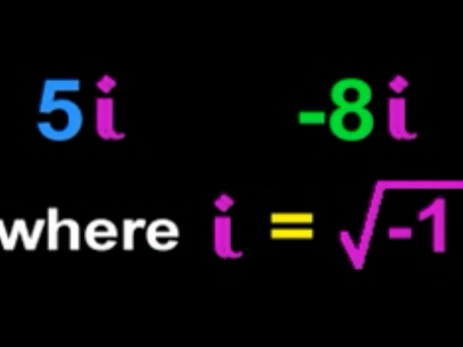But that's not what people have in mind when they talk about imaginary numbers. What they really mean are numbers that can be written as some real number times i, where i is the square root of -1. They look like this: 5i or -8i.